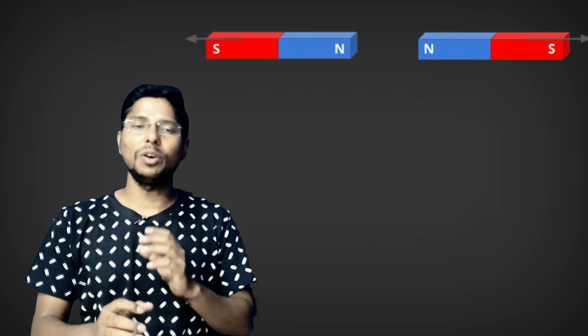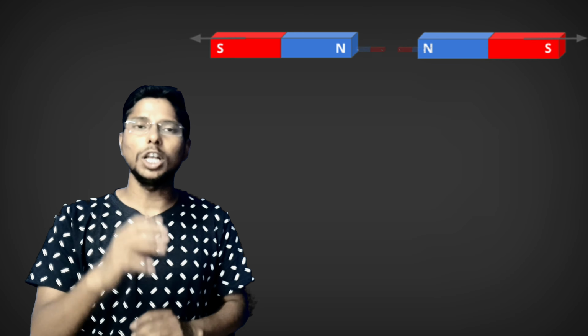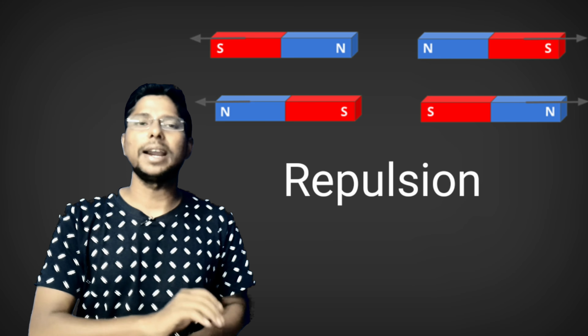Let's see. Again we have two bar magnets. The north pole of a magnet repels the north pole of another magnet. In the same way, the south pole of a magnet repels the south pole of another magnet. Nowadays, magnets are used for many purposes. They are used in radio, television, computers, generators, MRI and so on.